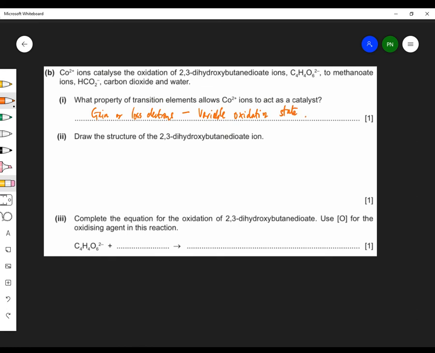Draw the structure of this guy. Let me try my best at this. So we have butanedioate: 1, 2, 3, 4, and there's one O minus and another O minus on the other side. So that's butanedioate, and apparently there's a hydroxy on number 2, which is this one, and number 3, which is this one. And there you go. That is 2,3-dihydroxybutanedioate.